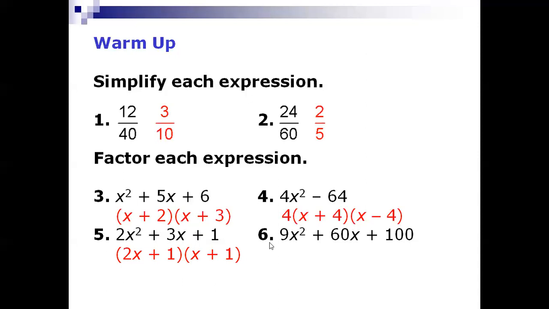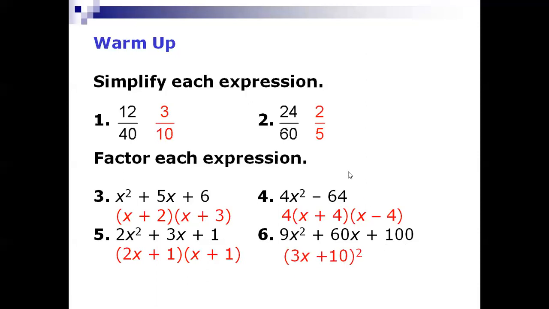Number 6. Check first if you have a monomial factor to factor out. 9, 60, and 100. So we don't have one. Observe 9x squared is a perfect square. 100 is also a perfect square. Check if the given quadratic polynomial is a perfect square trinomial. Since your a here is 3x, 3 times 10 is 30, double this one, that is 60. Since the middle term is 60, this is a perfect square trinomial. So when you factor a perfect square trinomial, that is 3x plus 10 raised to the second power.